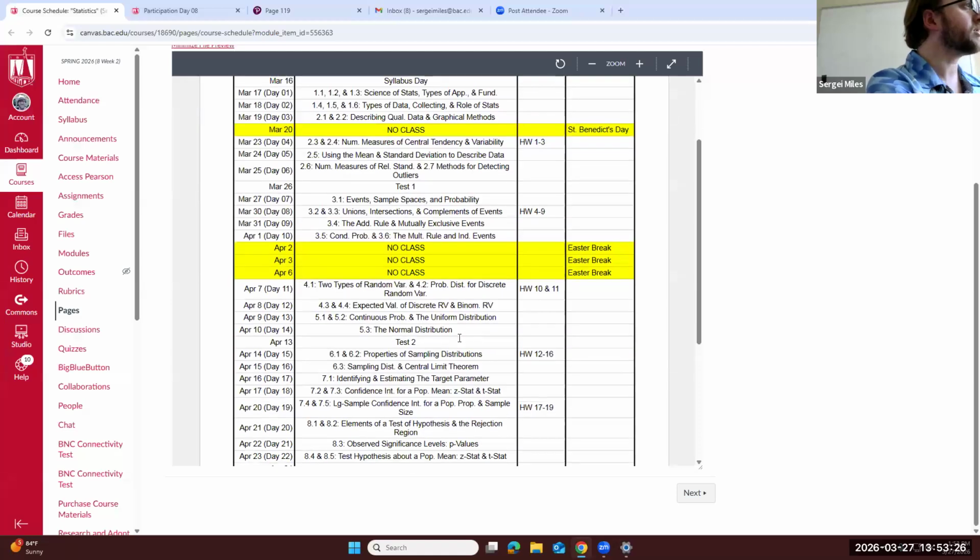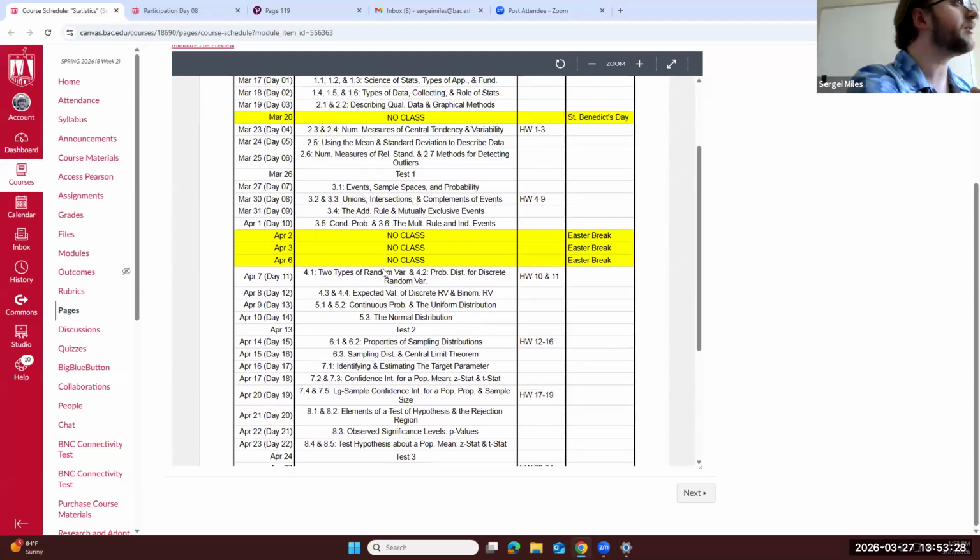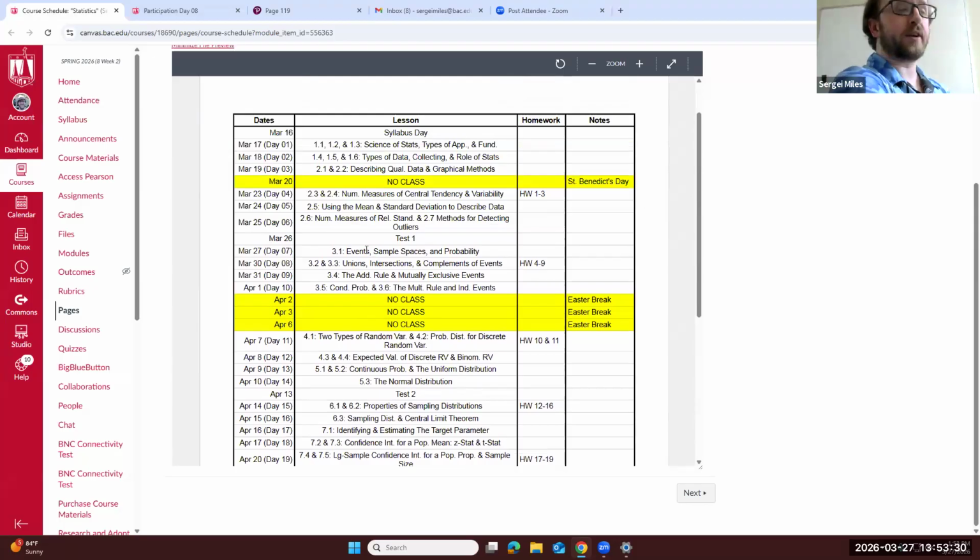So again, just looking at the course schedule here, we're going to be starting in chapter 3 after test 1 here. And as we continue in chapter 3, that'll give us what we need for some basic probability, and then in chapter 4.